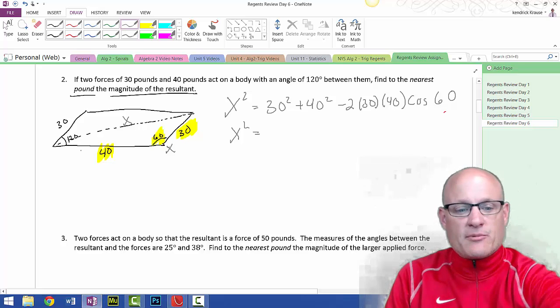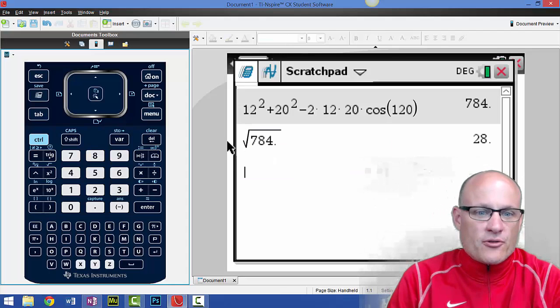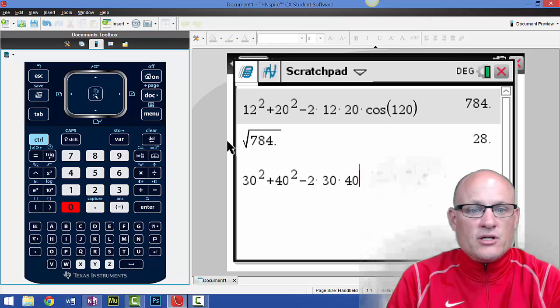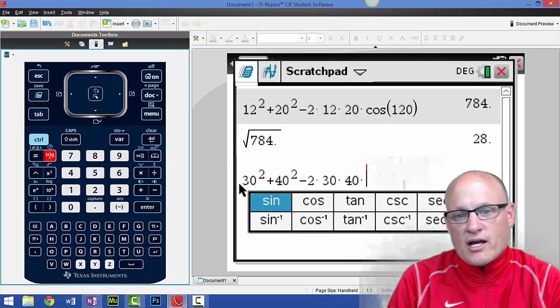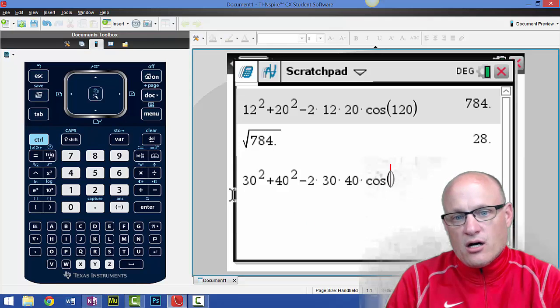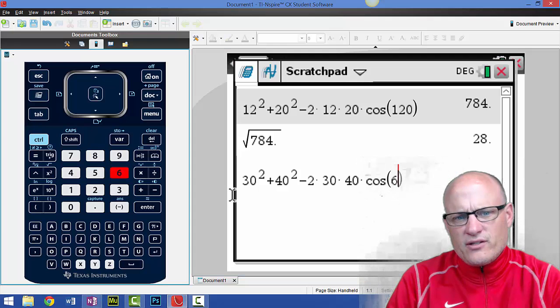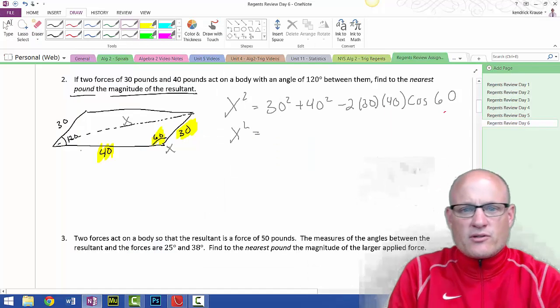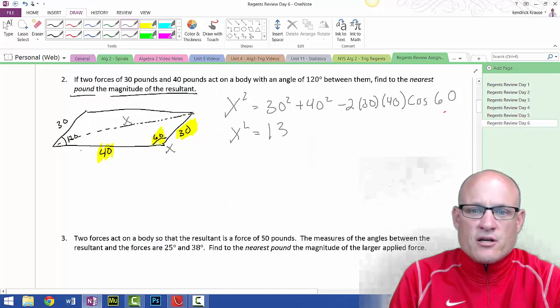All right, so we're going to type this in. So 30 squared plus 40 squared minus 2 times 30 times 40. Don't forget, lots of kids forget that too. Times the cosine of, was it 60, I think? 1,300. Was it cosine 60? Yeah, it was. So 1,300.